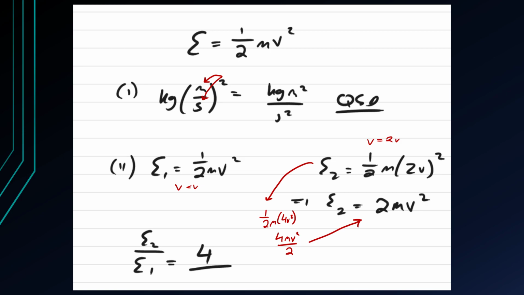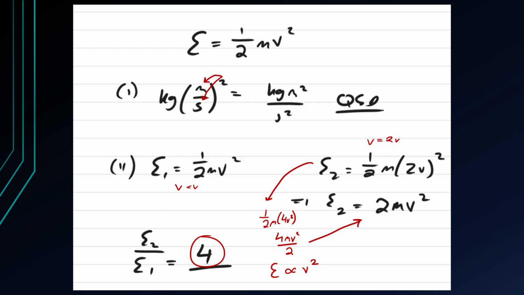Now the factor by which it changes is just E2 over E1, which is 4. So if the velocity increases by a factor of 2, then the energy increases by a factor of 4. So if we have a constant mass, the energy will go up as the velocity goes up. So energy is proportional to the square of the velocity.